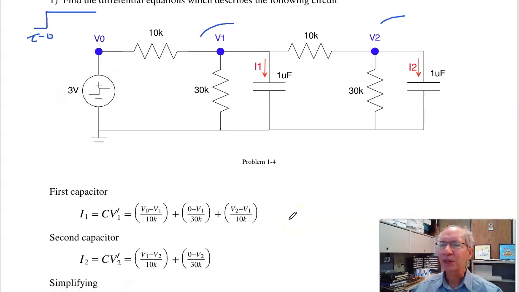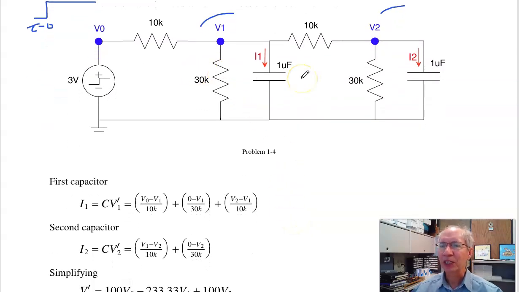So the first step is to find the differential equation that describes the circuit. And the basic equation is that I equals C dV/dt. So I1 is the current from the left, (V0 minus V1) over 10K, plus the current up, (0 minus V1) over 30K, plus the current from the right, (V2 minus V1) over 10K. Current in equals current out. The current out is C dV/dt. So that's one differential equation that describes the circuit.